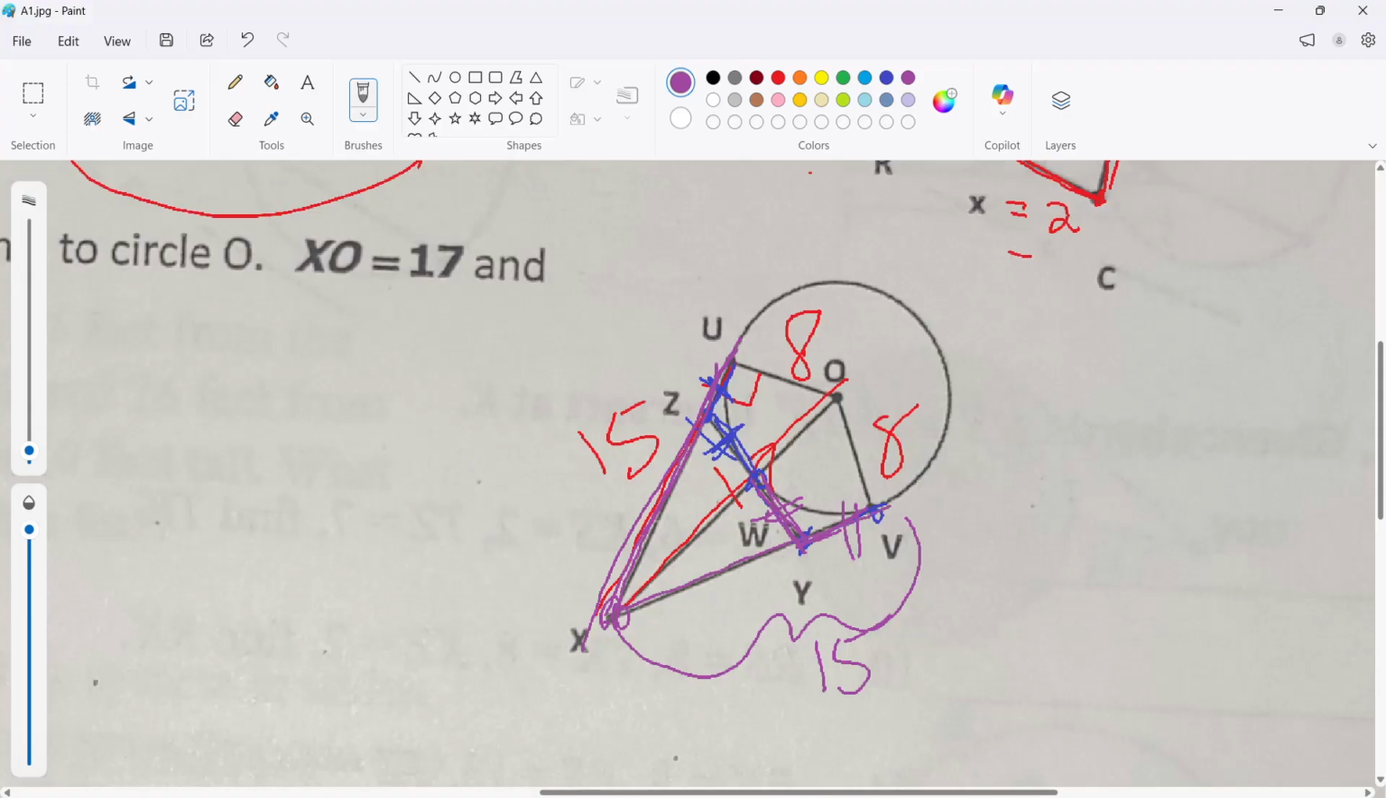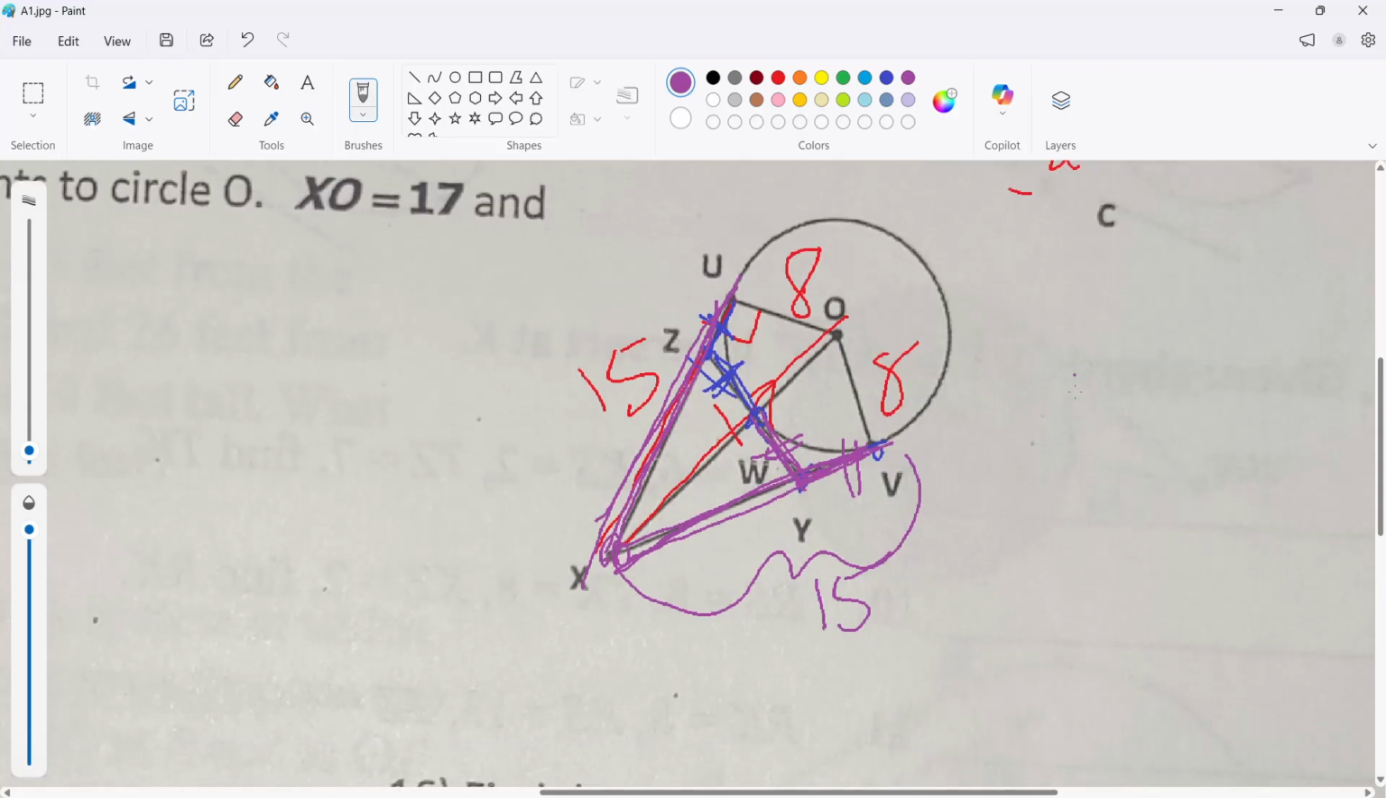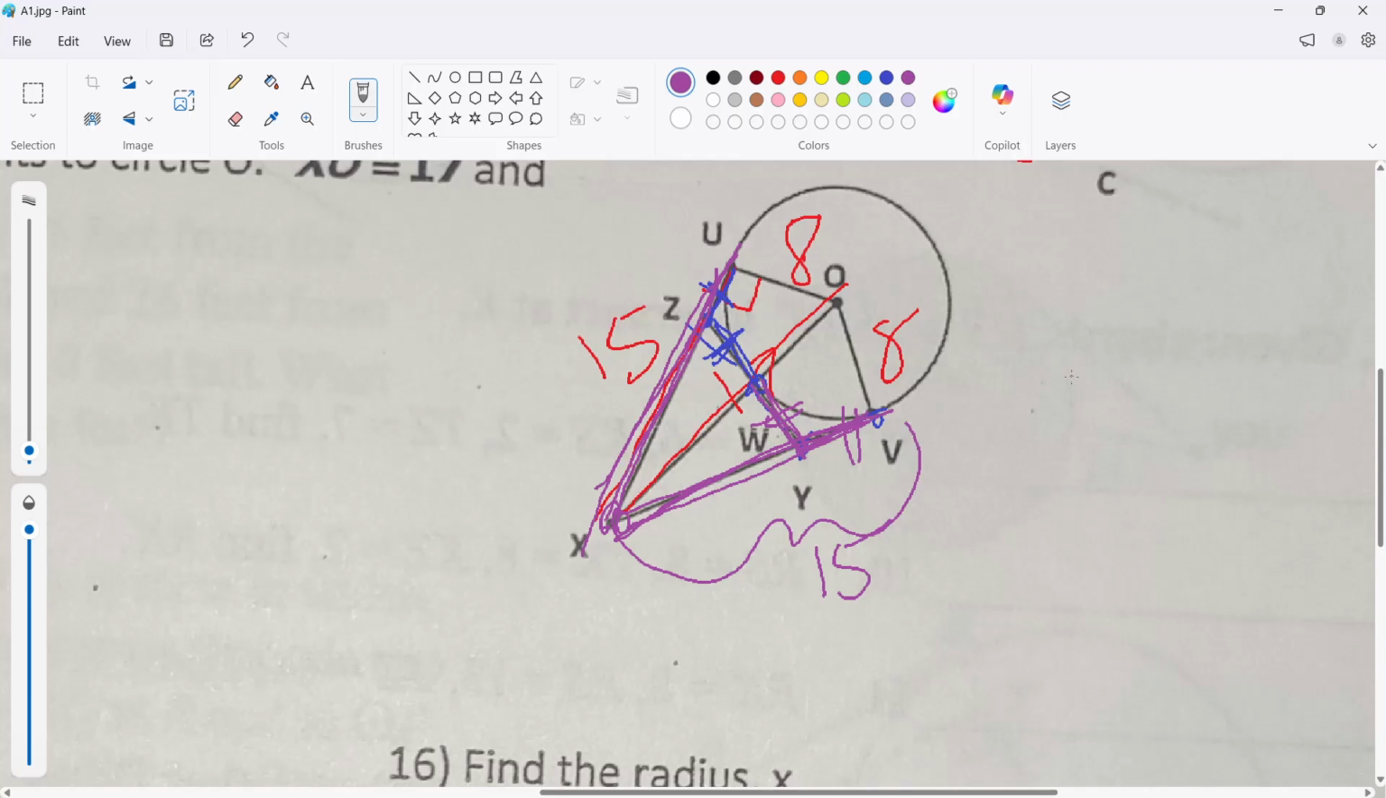It goes to two tangent points on the circle. Therefore, those segments are going to be the same. Both from one point, tangent to the circle, those two segments are going to be equal. So that's 15. All right, so let me check this out.